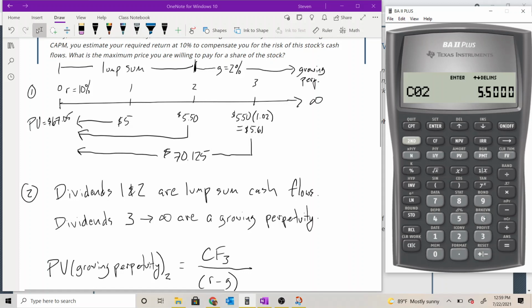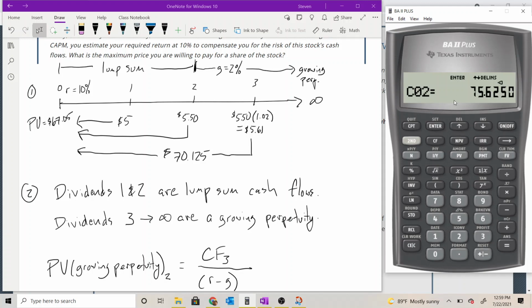All right, so for cash flow 2, I'm going to take that $5.50, and I'm going to add to that the $70.125, equals. Okay, so there's our total cash flow for the end of year 2, and I'll hit enter to store it.